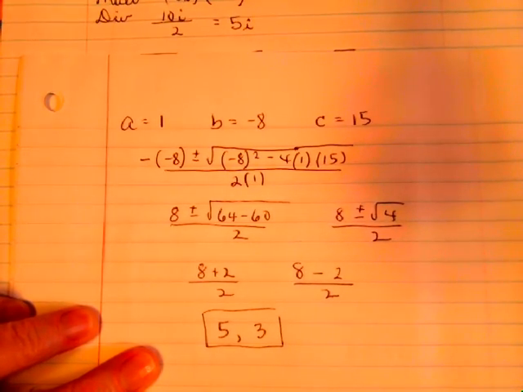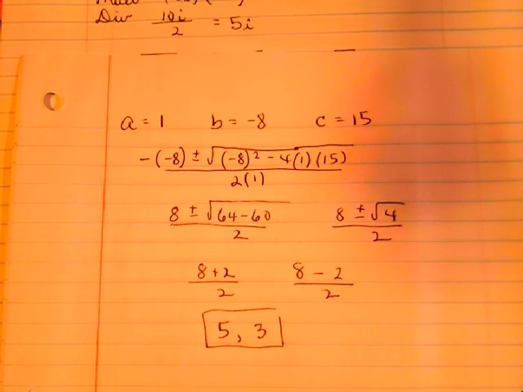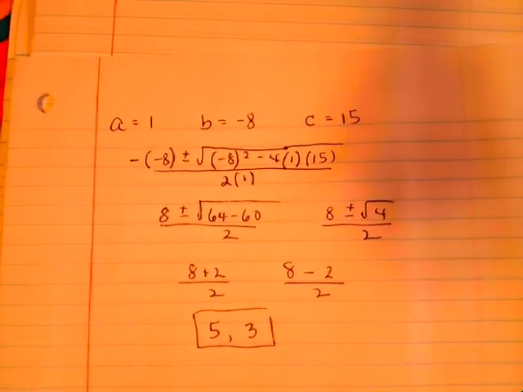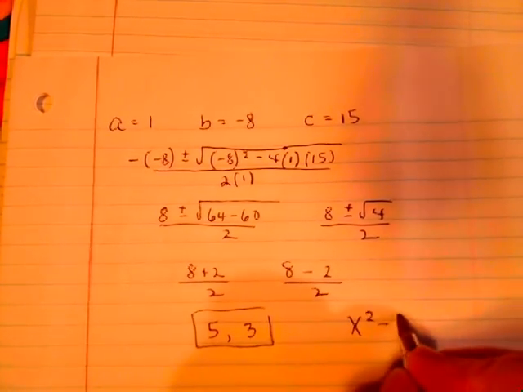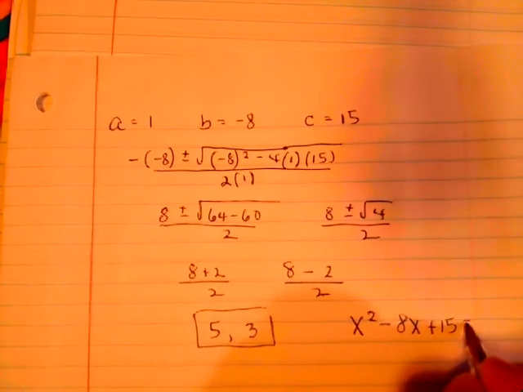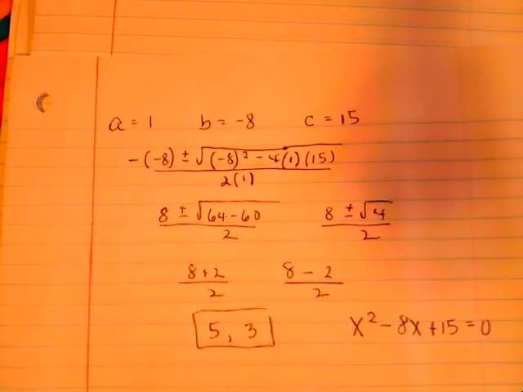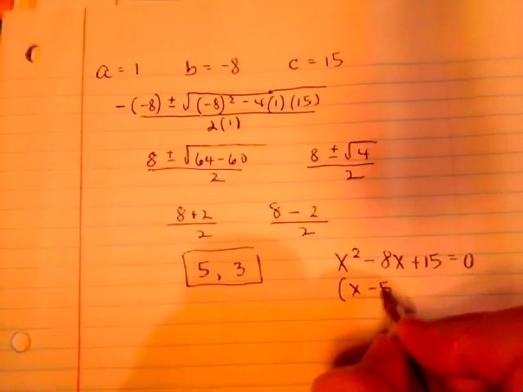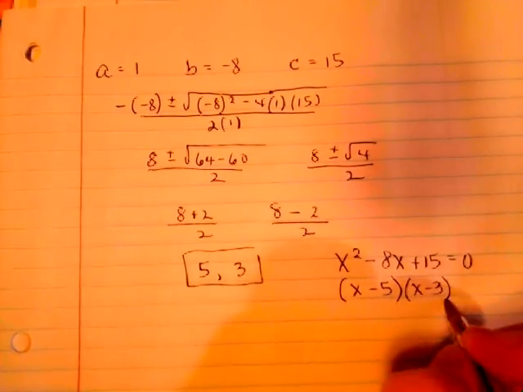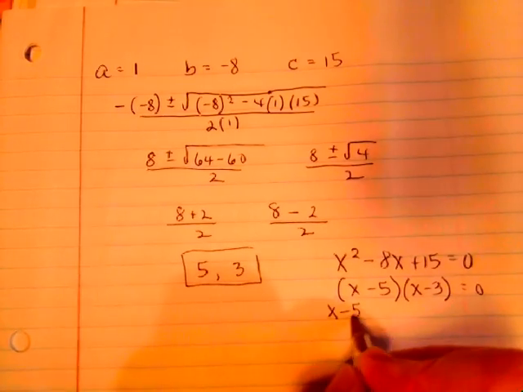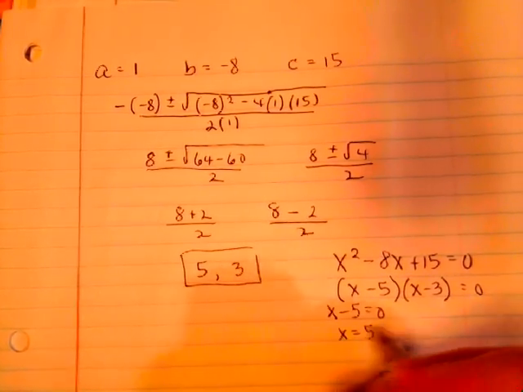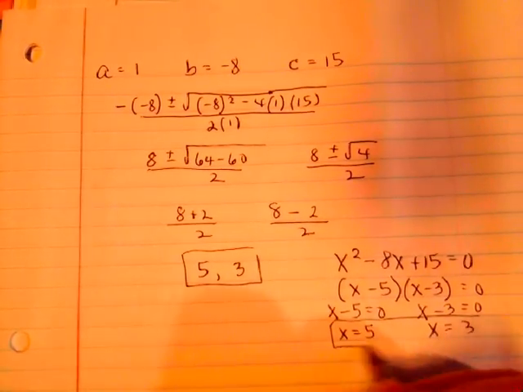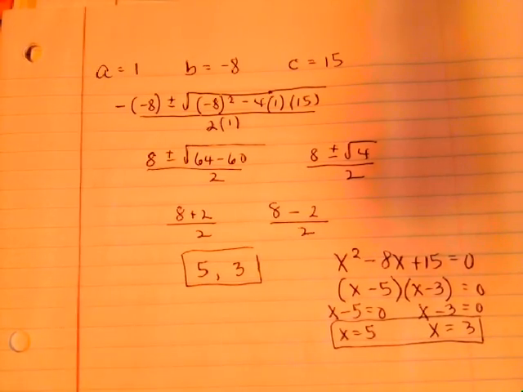When you get nice, neat, easy little answers like that, that tells you that you could have factored this problem to begin with. Our original problem was x squared minus 8x plus 15 equals 0. One way to solve is by using the quadratic formula. Another way to solve is by factoring. This would have factored into x minus 5 times x minus 3. Set each of those equal to 0, and you get x equals 5 or x equals 3. Same two answers. I don't know about you, but I would much rather factor if I can.